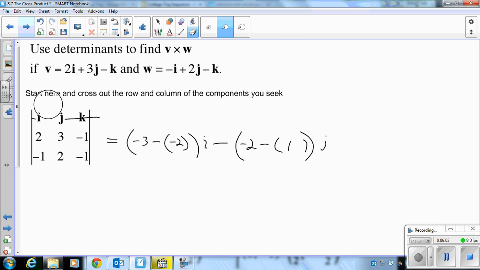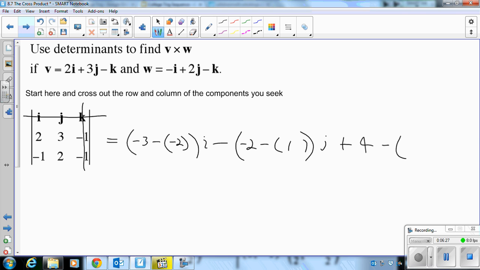Go over here, and you can just cross these out. You don't have to write them down, cross them out, and then erase them all the time. You can just lay your hand over it. But I think as we're starting off here, it's good practice. So then we're going to do 2 times 2 is going to be 4 minus -1 times 3, and we get -3. Close that out, and that's our k component.